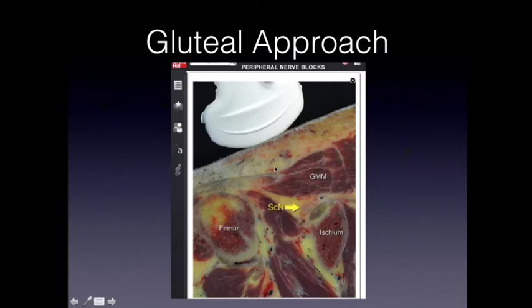Here we have a cross-sectional image to illustrate the same approach. And here we have the femur bone. We have the ischium bone as well. And we have the gluteus maximus and the muscles beneath, like the quadratus femoris. And here we have the sciatic nerve. You see, like there is a compartment here filled with fat, but here we have the sciatic.